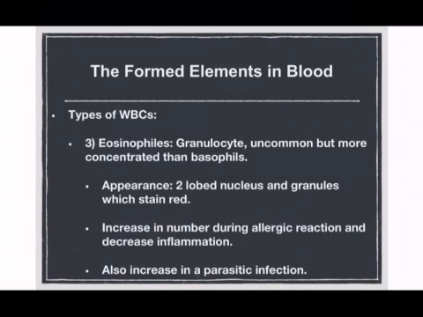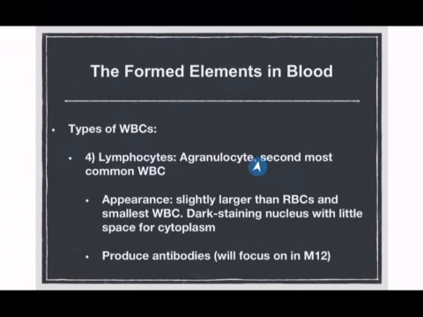Okay, the 4th type of white blood cell is the first type of agranulocyte, the lymphocyte. It is the 2nd most common white blood cell. Its appearance is that it's slightly larger than the red blood cells, but it's the smallest of the white blood cells. It has a nucleus, and it has very little space for cytoplasm. So the majority of the entire cell structure is a nucleus. It produces antibodies, so because of that, we're not going to spend much time talking about them. We're going to focus on them next module.